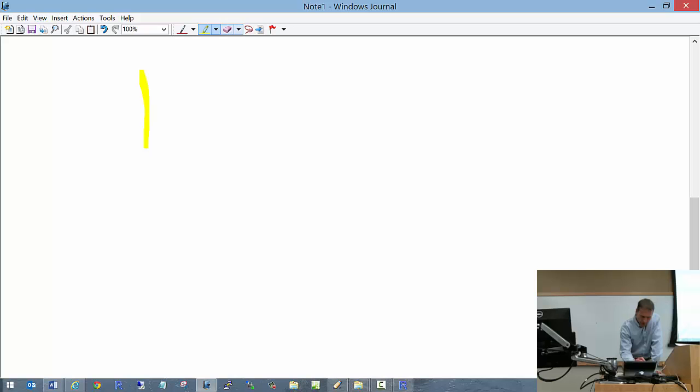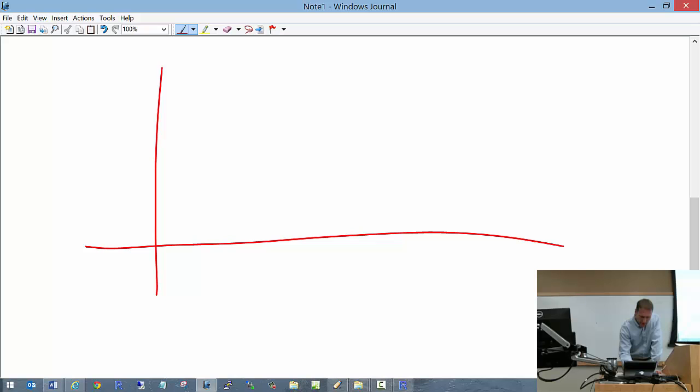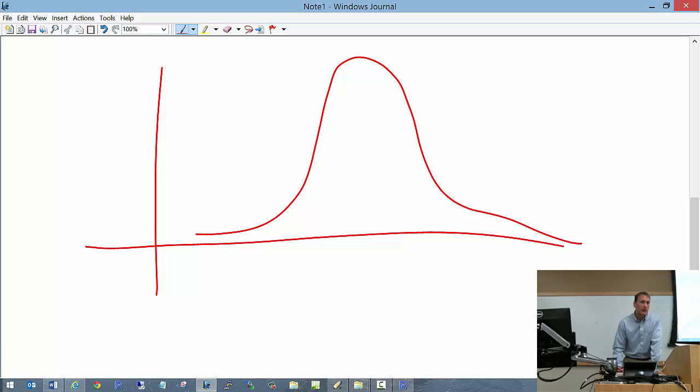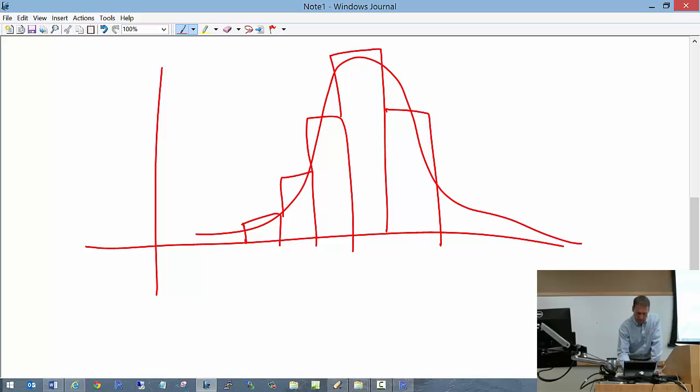Imagine you have the following setting. Suppose you have a simple normal distribution like that. Okay? And you want to find the area underneath that normal distribution, because the area corresponds to probability. Well, what Gaussian quadrature essentially does is this. You can imagine rectangles being drawn at corresponding points.